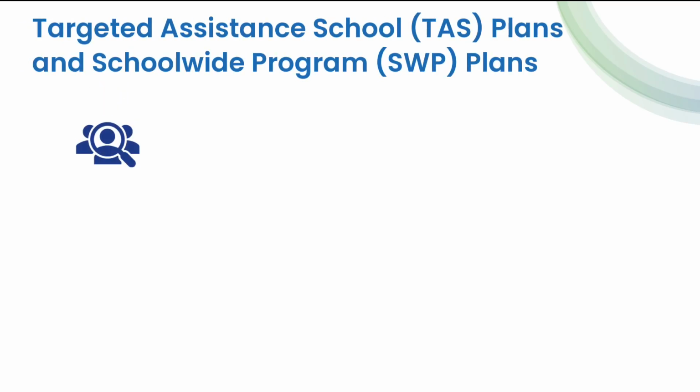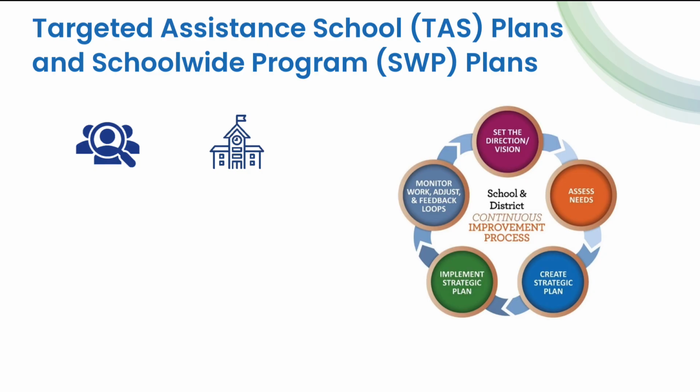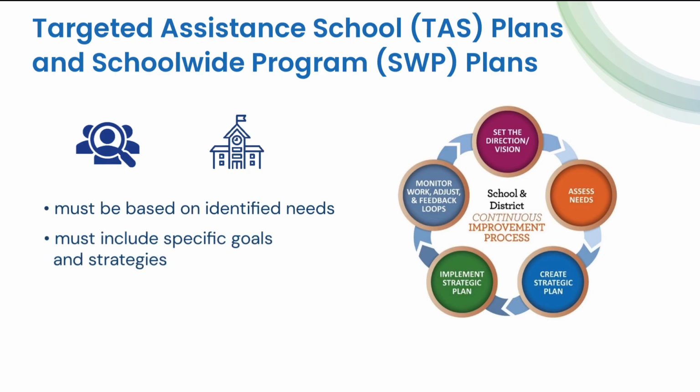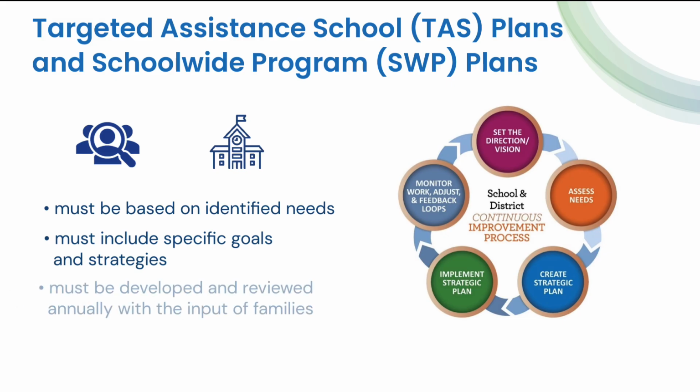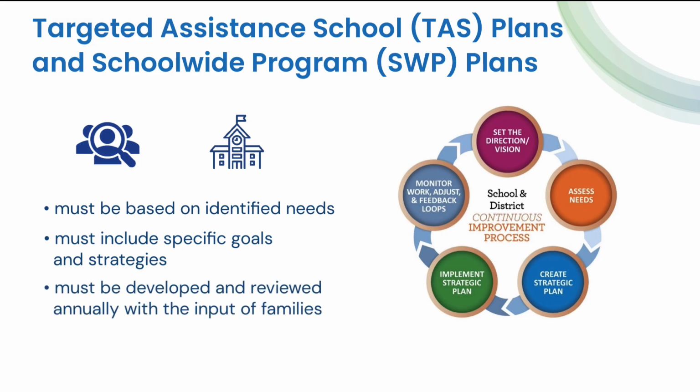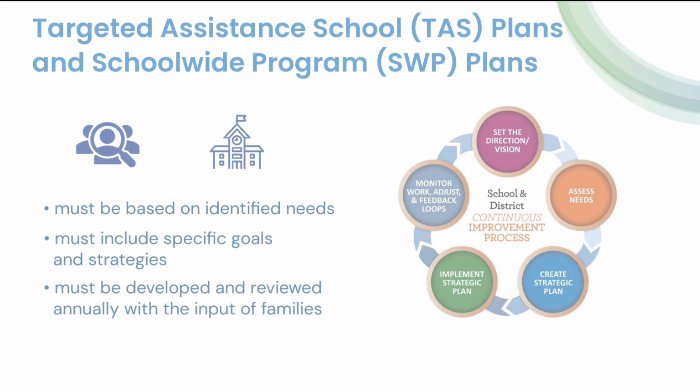Both targeted assistance and school-wide program plans follow the steps of the continuous improvement process and must be based on identified needs, including specific goals and strategies, and be developed and reviewed annually with the input of families. This video describes the essential components of the school plan template and planning process for school-wide programs.